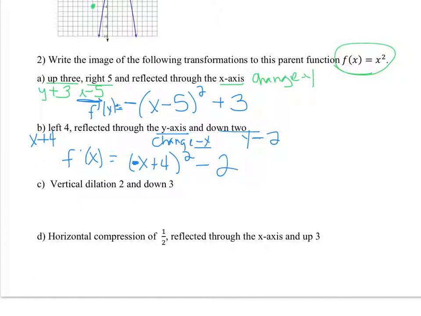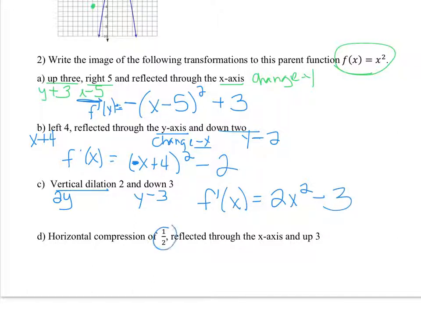So a vertical dilation, so vertical means y. So we're going to multiply the whole equation by 2. So multiply all of y by 2. And then down 3, I'm going to subtract 3 from y. So it's just simply the image is multiply the whole thing by 2. Okay, it's outside the parentheses, and then down 3.